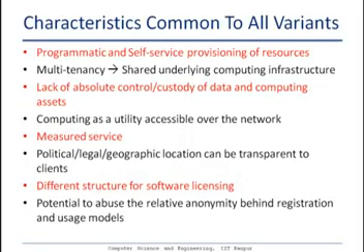In subsequent lectures, we are going to look at the characteristics and architecture and some examples of different variants of cloud platforms individually. For example, we will look at infrastructure as a service. What is its typical architecture? What are the properties or characteristics that are specific to infrastructure as a service? And similarly for other variants.